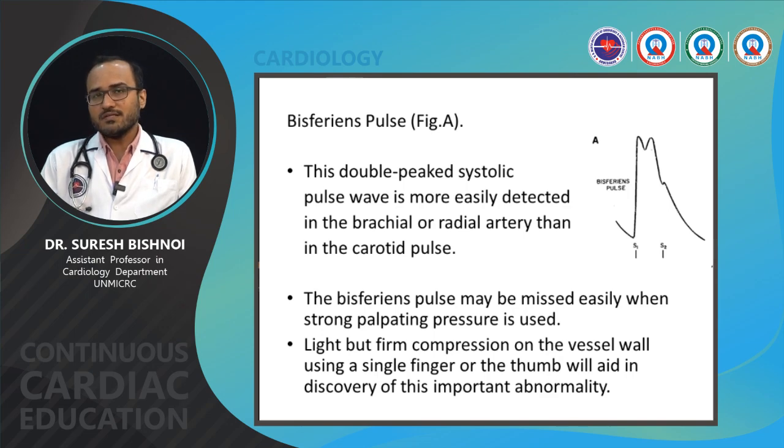Whenever you are examining a pulse, if you give a very tight pressure, or very strong palpating fingers, then you can miss this bisferiens pulse. So to examine it, there should be a light but firm compression of the wall with a single finger or thumb, and you should slowly decrease the pressure on your fingers till the character of the underlying pulse comes out. So there should be gentle or light compression to demonstrate this type of pulse.